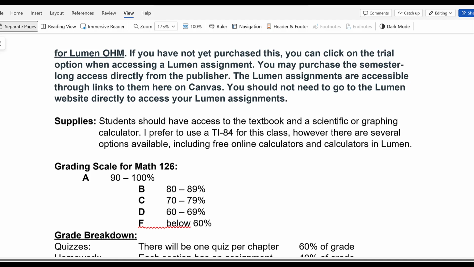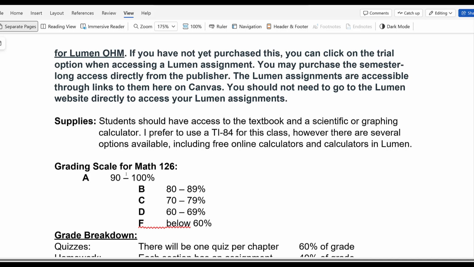Supplies. Students should have access to the textbook and a scientific or graphing calculator. I prefer the TI-84, so I bring it to my class. I have one sitting right next to me now. However, there are several options available, including free online calculators and calculators in Lumen, like Desmos and other things.